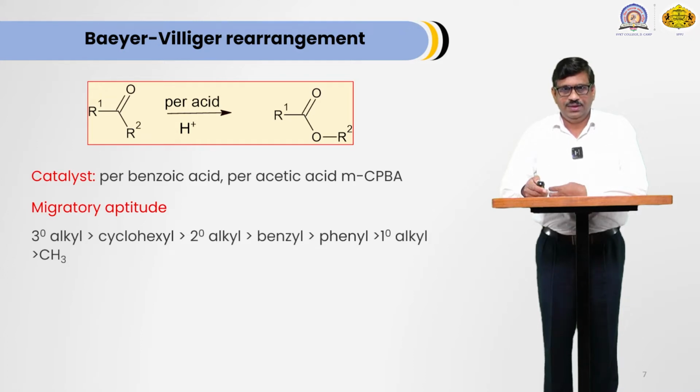In Baeyer-Villiger rearrangement, migratory aptitude is very important. When two groups are present, which group is going to migrate is given by migratory aptitude, and this migratory aptitude is tertiary greater than secondary greater than benzyl greater than phenyl greater than primary alkyl. Hence, if a tertiary alkyl group is present, it migrates preferentially.